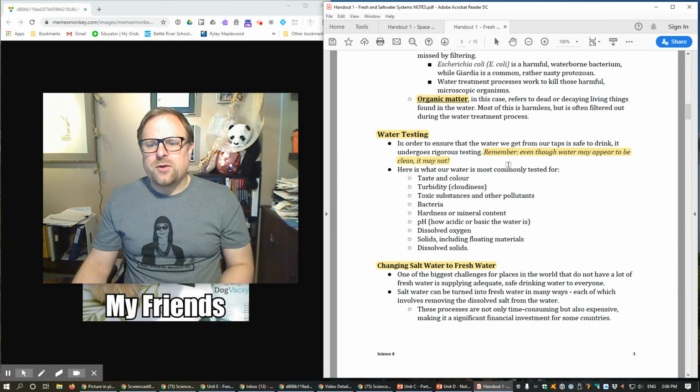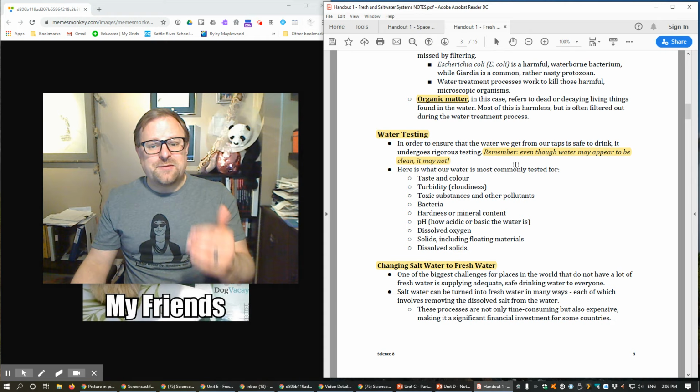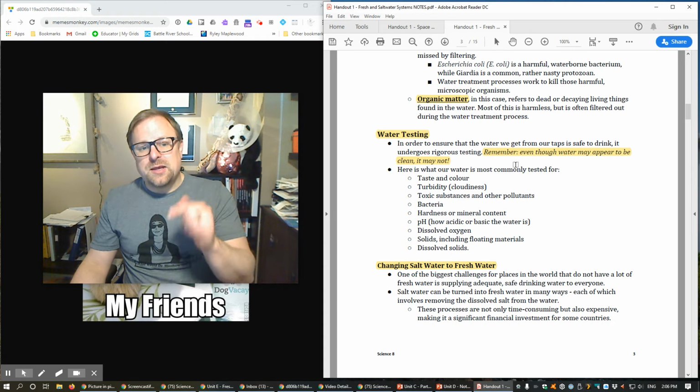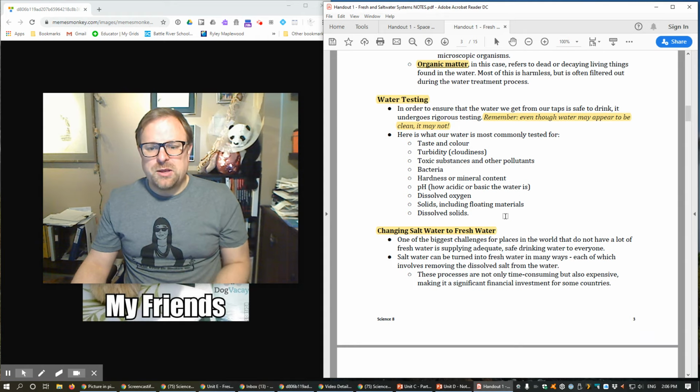Remember that not all water is safe, even if it appears to be clean. There's stuff that we can't see with our naked eye that is in there and could make you quite sick. So be aware of that.